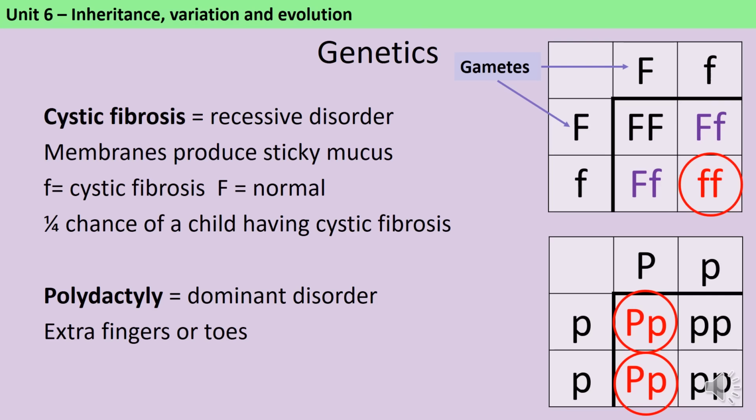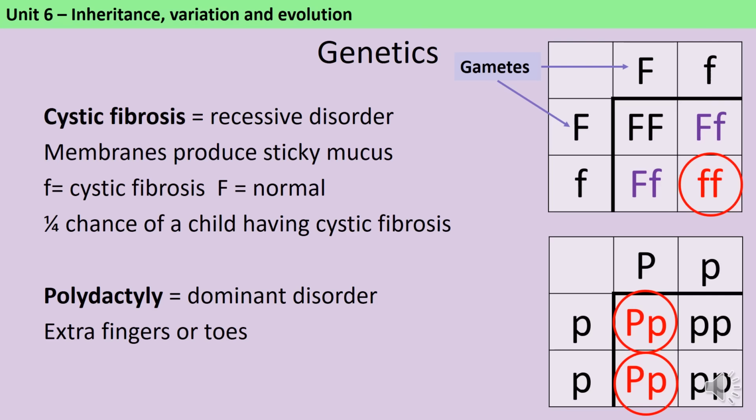The other genetic disorder that you need to know about is polydactyly, and this is a disorder that causes developing babies to grow extra fingers and extra toes before they're born. It's caused by a dominant allele, and that means that you only need to inherit that allele from one of your parents in order to be born with the disease.